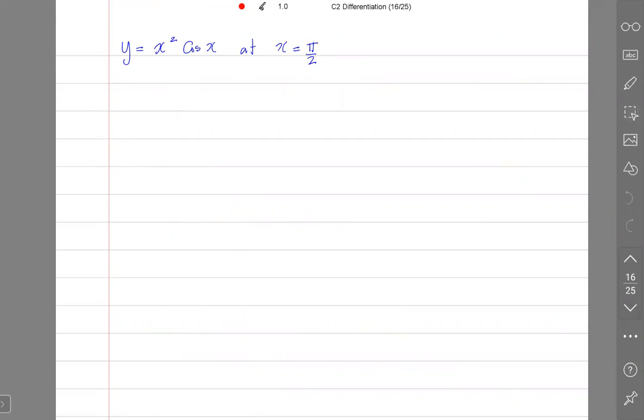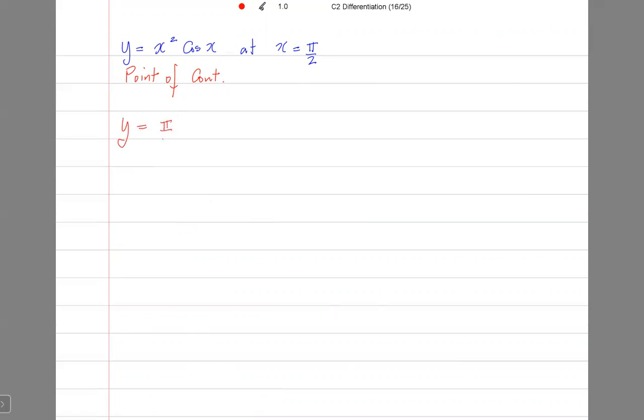If I wanted to, I could start off with the point, finding the point of contact. So I'm going to put in when x is pi by 2, y would be equal to pi by 2 squared times the cosine of pi by 2. Now, the cosine of pi by 2 is 0. So no matter what the left-hand side is, once you multiply something by 0, you're going to get 0. So the point pi by 2, 0 is the point of contact. That is where the tangent touches the curve.